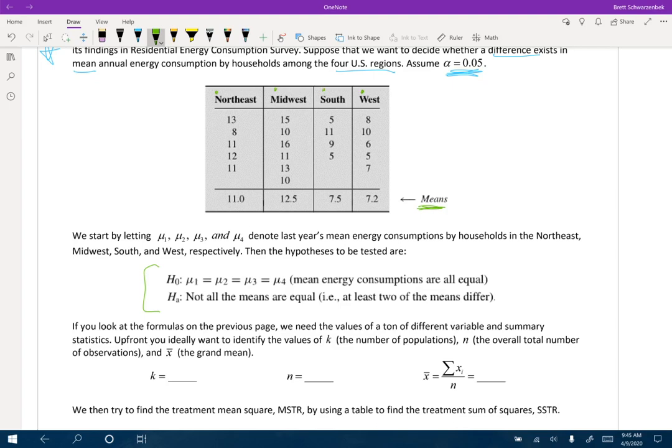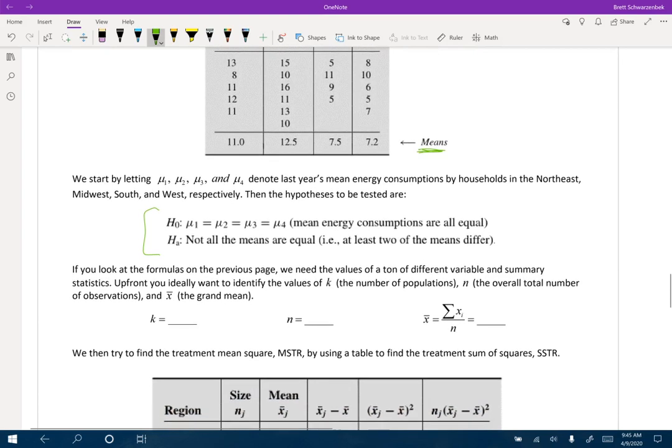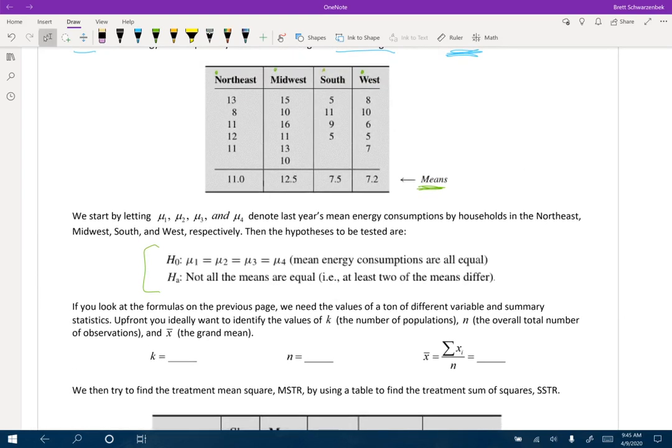So it would be like mu sub N equals mu sub W, M equals mu sub S equals mu sub W. So worth noting, this textbook doesn't do it, but I figured I'd mention it. So the alternative, we're not going to write the same thing with not equal signs or any inequality symbol. Instead, we're just going to always write the same thing. Not all means are equal.